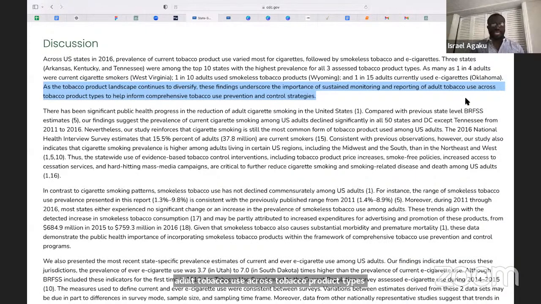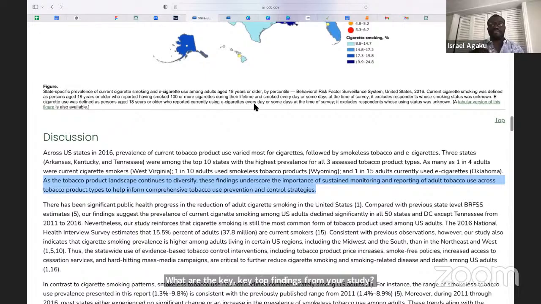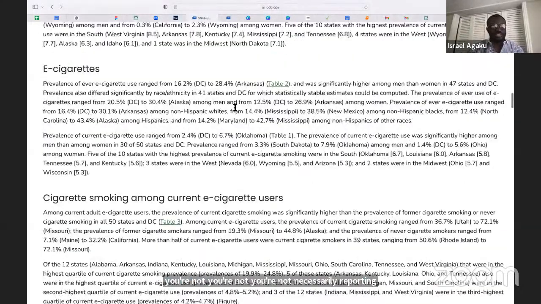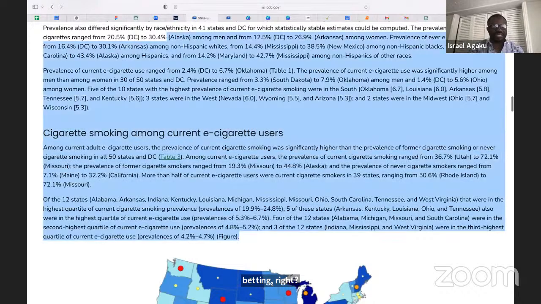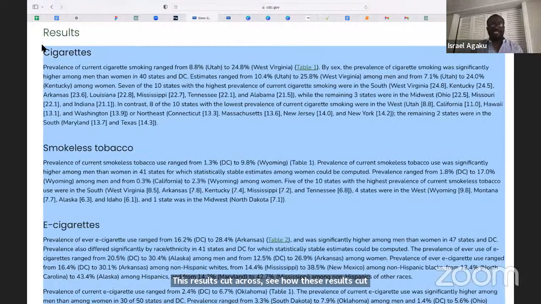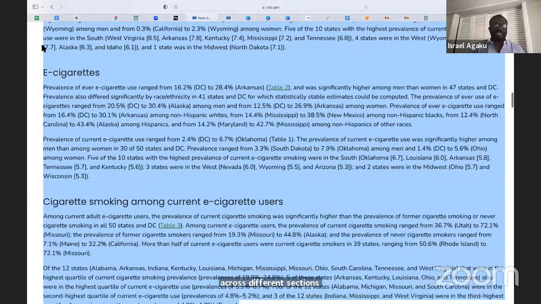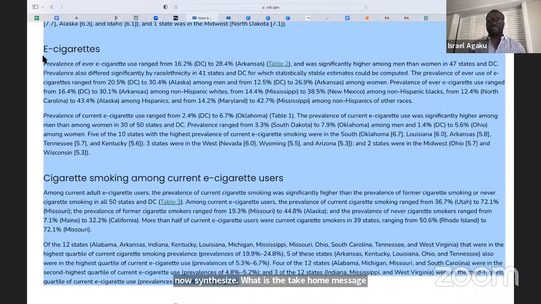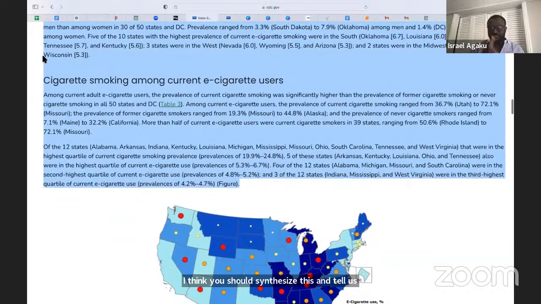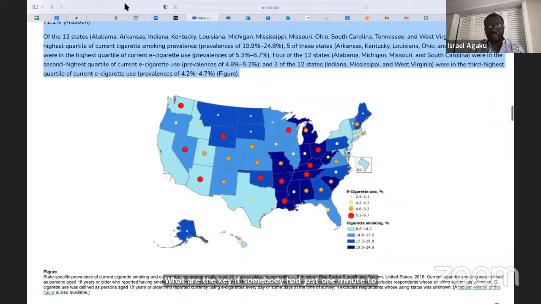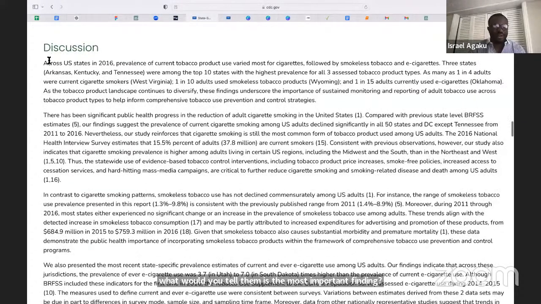control strategies. So again, remember that the point of the first paragraph is simple. What are the key top findings from your study? You're not necessarily reporting verbatim, right? See how these results cut across different sections. Now synthesize. What is the take-home message from all of these things you've presented? We're not saying you should repeat it verbatim. We're saying you should synthesize it and tell us what are the key. If somebody has just 1 minute to read the whole study, what will you tell them is the most important finding? And that is what has to be summarized in this first item here, which is what you've done here.